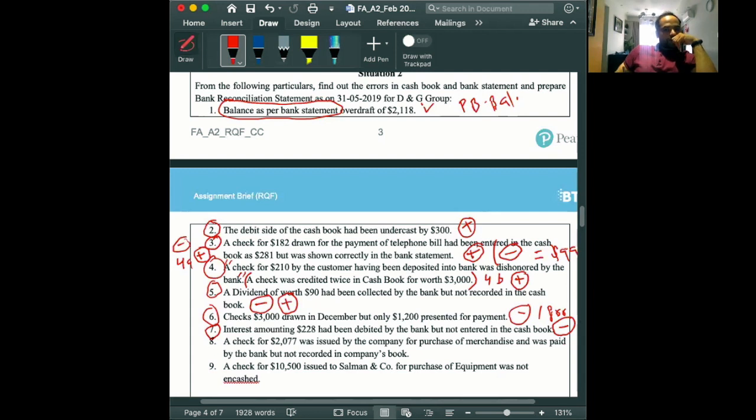Okay, so we move on to number 8. A check for $2,077 was issued by the company for purchase of merchandise and was paid by the bank but not recorded in the company's book. Minus. Everybody minus?